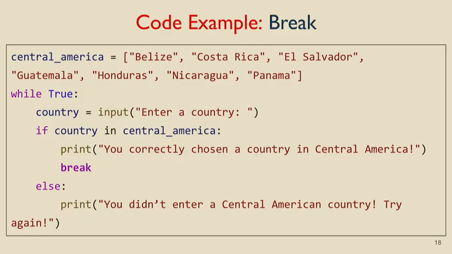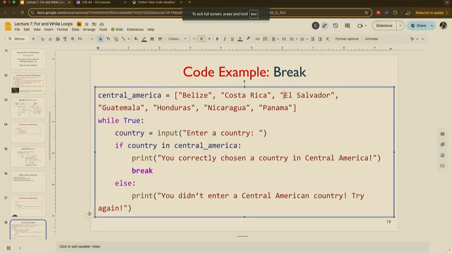So then you check to see, please enter a country, right? You enter a country. If that country is in Central America, which is a list, it just goes and checks to see whether what you inputted is in that list. If it is, you have correctly chosen a country in Central America. Then you can break out. Otherwise, you say you didn't enter a Central American country. Try again. Okay?